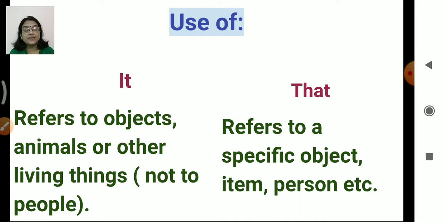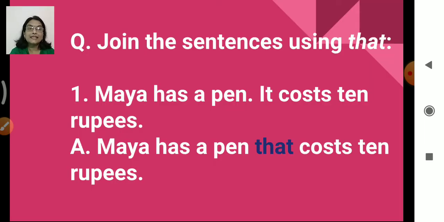And "that", again, is a pronoun, and it is used to refer to a specific object, item, person, etc. So "that" can be used for a person, people also. Now this is going to help you in this exercise which we'll be doing. Join the sentences using "that".